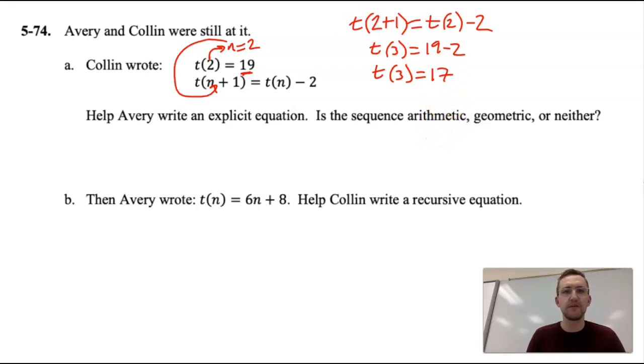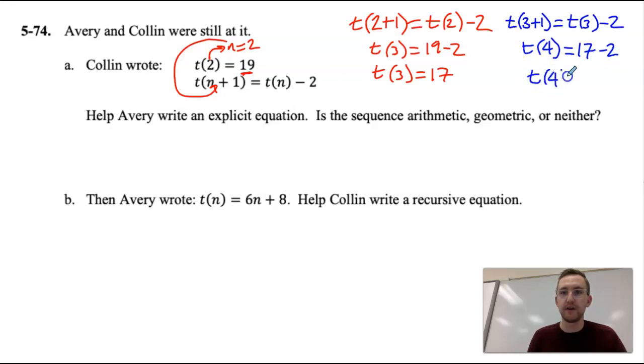Let's do that one more time, see if we can figure out the pattern. Let's find the next term in our pattern, which is going to be t of 4. So again, if we use our recursive equation, let's switch the color here. This time n is equal to 3. So t of 3 plus 1 is equal to t of 3 minus 2. So now we're at t of 4. T of 3 is equal to 17. When we subtract 2 from that, we know that t of 4 is equal to 15.